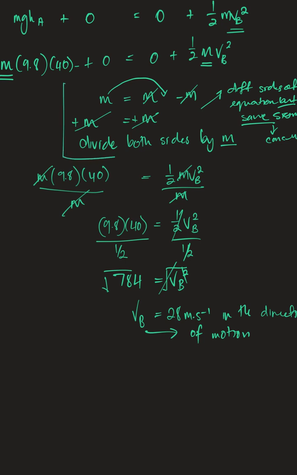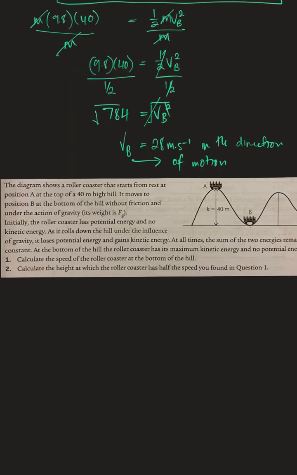Alright, so this little bit over here is just a bit of extra information of how we get rid of the mass because we weren't given the mass. Now let's have a look at the second question. Right, it then says calculate the height at which the roller coaster has half the speed you found in question 1.